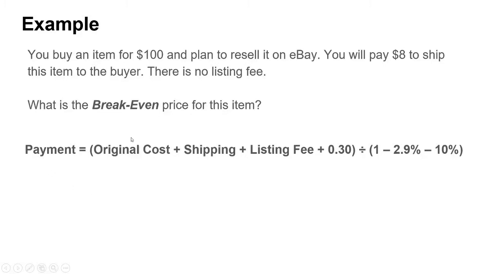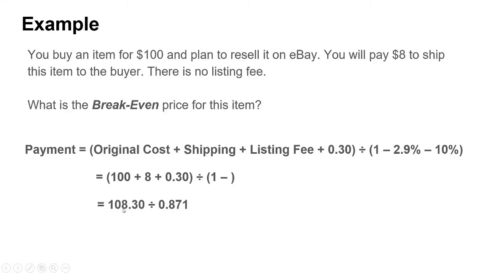And you substitute each part of the formula. The original cost is $100. The shipping is $8. The listing fee is $0. There is no listing fee. Let's say you get your first 50 listings free. Now, if you do have a listing fee here, then you would have to add in the listing fee. All right, my listing fee is 0 right now, so I just left that out. Plus 0.30 divided by 1 minus, and sorry, I left out the rest of this down here. This should have been 1 minus 2.9% minus 10%. So that should have been down here as well.